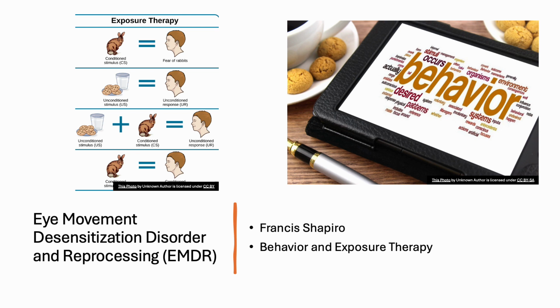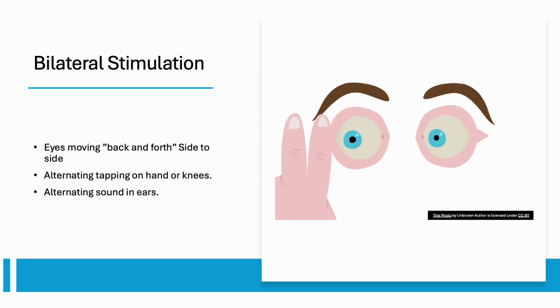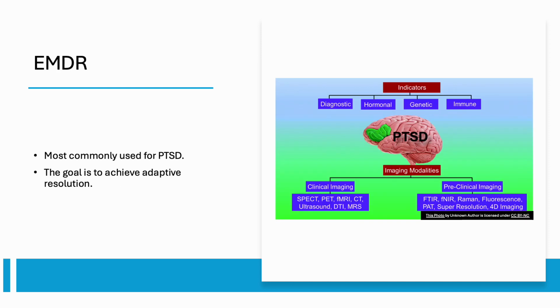Eye movement desensitization and reprocessing, EMDR, was originated by Francine Shapiro. It is a form of behavioral and exposure therapy. It involves the use of bilateral stimulation, moving of the eyes back and forth, alternating tapping on hand or knee, or sounds in ears. EMDR is most commonly used in post-traumatic stress disorder. The goal of EMDR is to achieve an adaptive resolution.